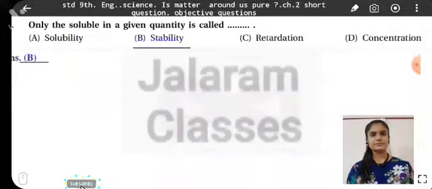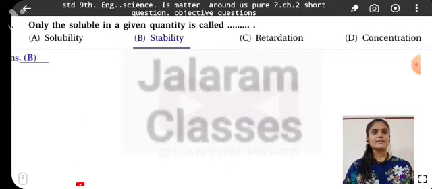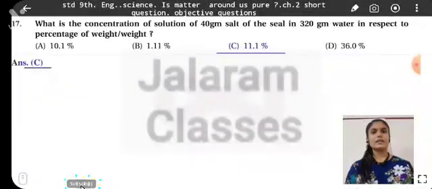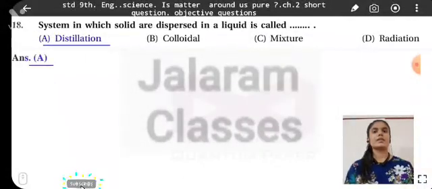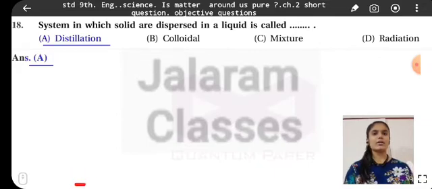Solubility. Only the amount soluble in a given quantity is called solubility. What is the concentration of solution of 40 gram salt in 320 gram water in respect to percentage of weight by weight? 11.1%. System in which solids are dispersed in a liquid is called suspension.